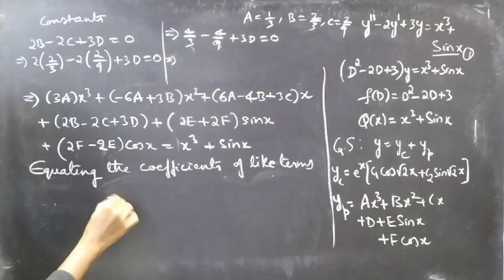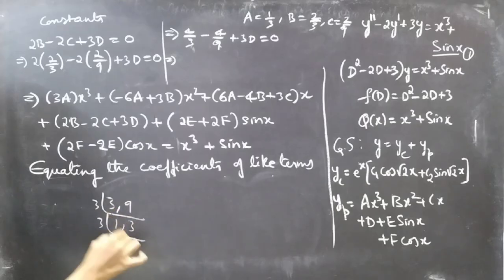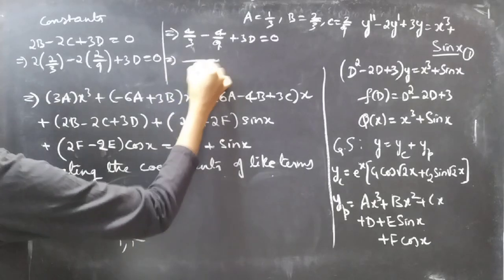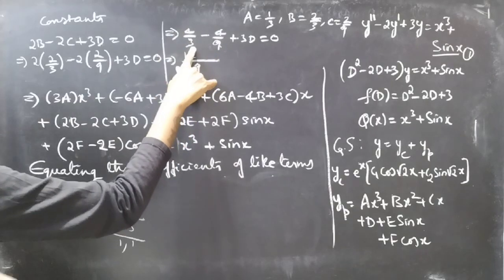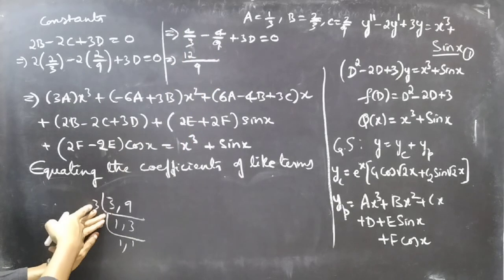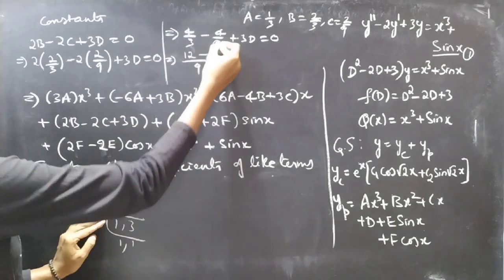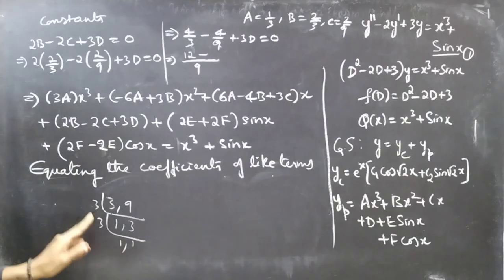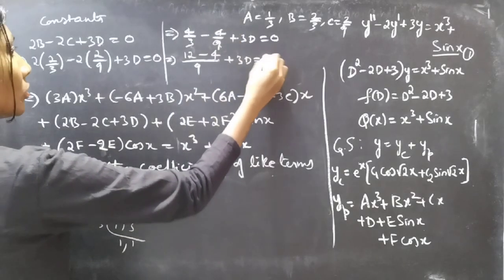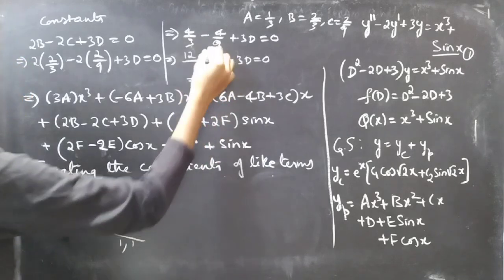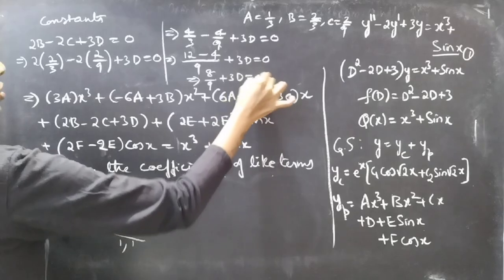Take the LCM of 3 and 9, which is 9. We'll get 4 3s are 12. Here in the denominator first term you're having 3, so close 1 3 and multiply this 3 to the numerator 4. We'll get 3 4s are 12 minus here you're having 9, right? 3 3s are 9. So write this denominator as it is, 4. This gives us 12 minus 4 is 8 by 9 plus 3d equal to 0.